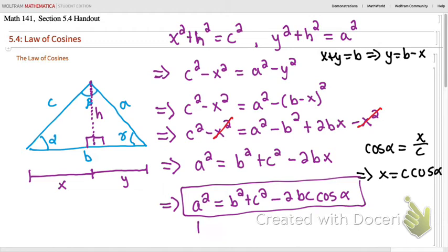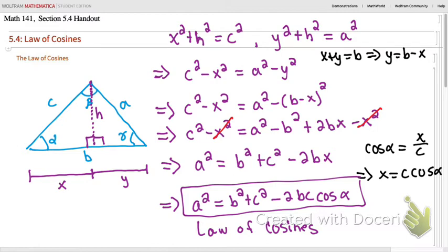This is known as the law of cosines. Specifically, the law of cosines can be used to solve for a side angle side triangle. So, for instance, in the picture on the left, B and C and the angle between them might be known. In that case, we can solve for A by using the law of cosines.